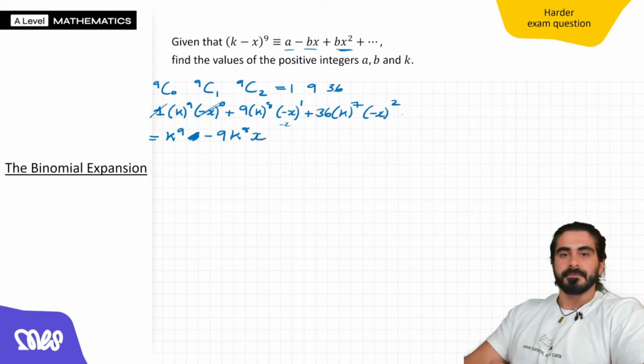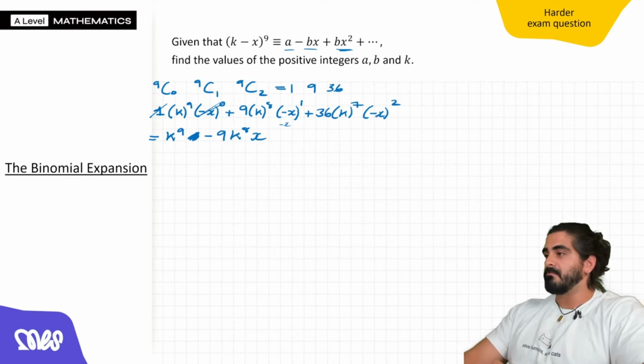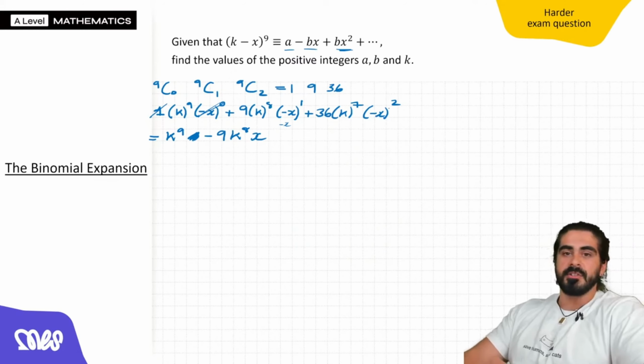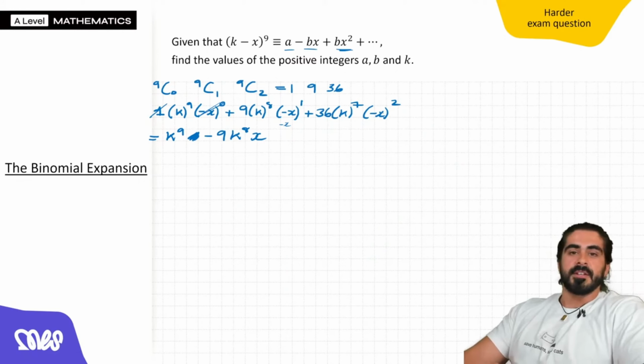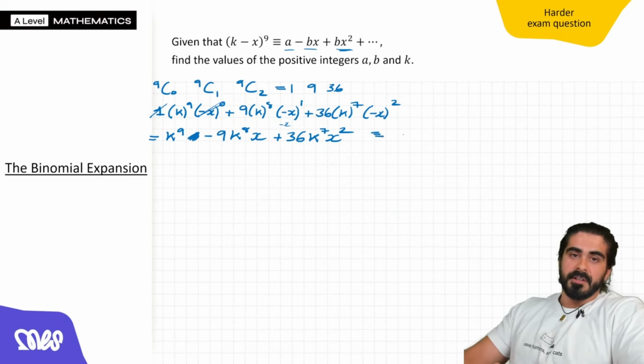Next one, minus x squared. Anything squared, the minus doesn't, nothing happens, right? So minus squared just becomes positive. x squared is just x squared. So we have x squared there. We have 36 though, so it's positive. 36 k to the power of 7 x squared. So we're saying this thing here is equivalent to a minus b x plus bx squared.